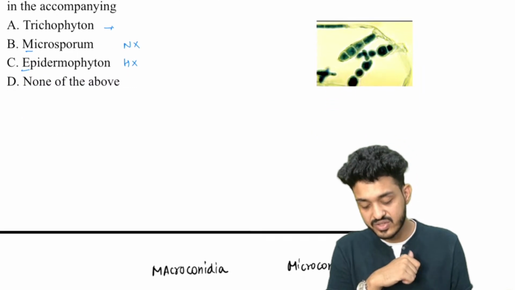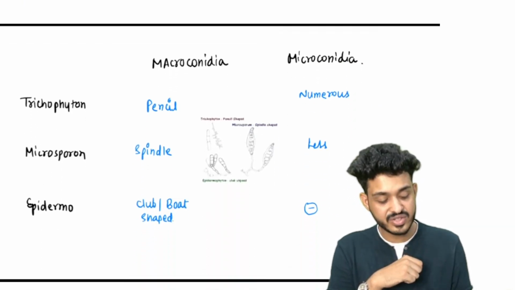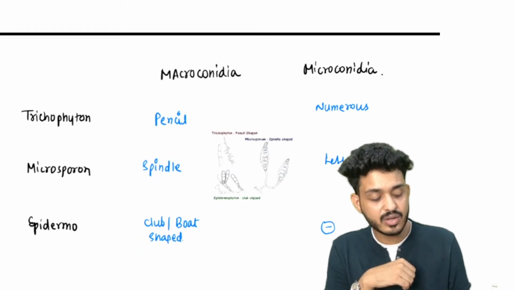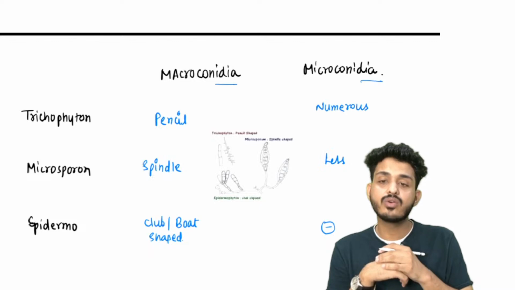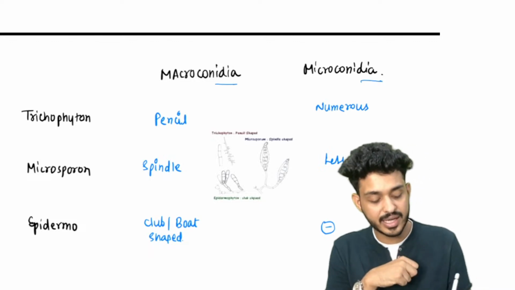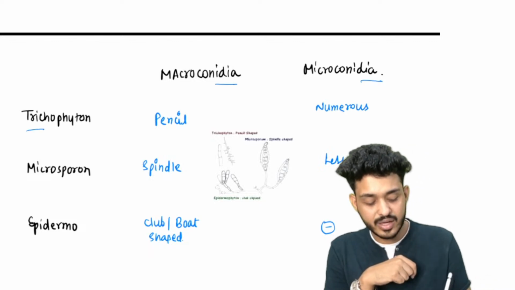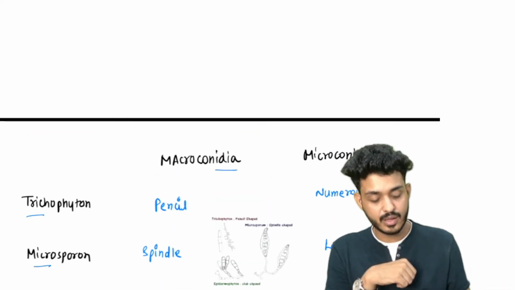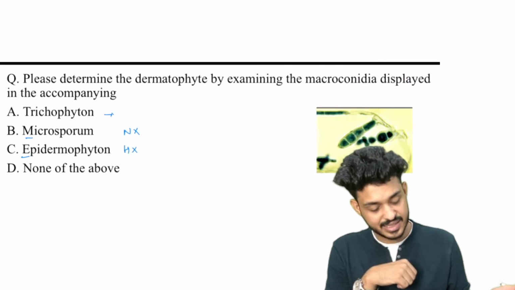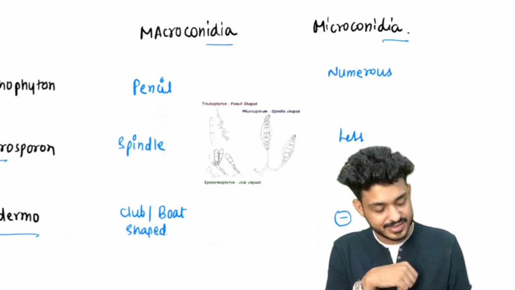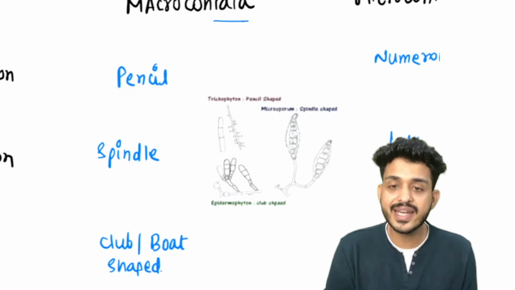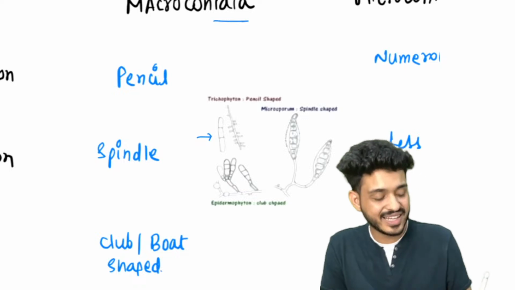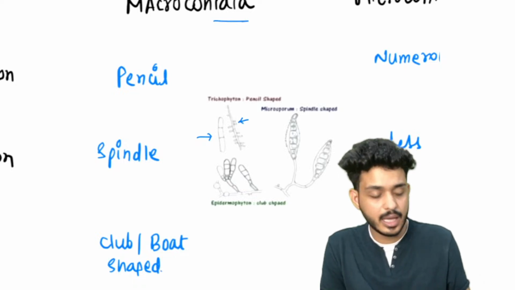Now we will be differentiating them. How will we differentiate between them? We have this macroconidia, this one is your macroconidia. So we have Trichophyton, Microsporum, Epidermophyton. Everyone is answering C. Let's see if it is C. What are microconidia and macroconidia? The bigger one we call macroconidia. These small structures are known as microconidia.